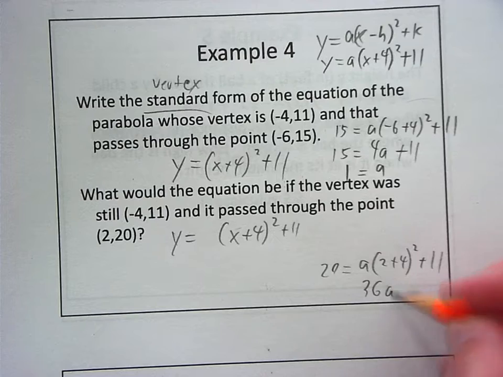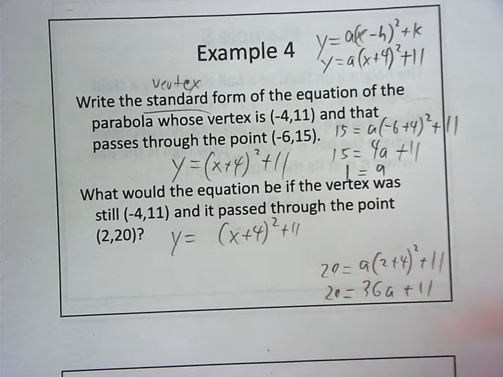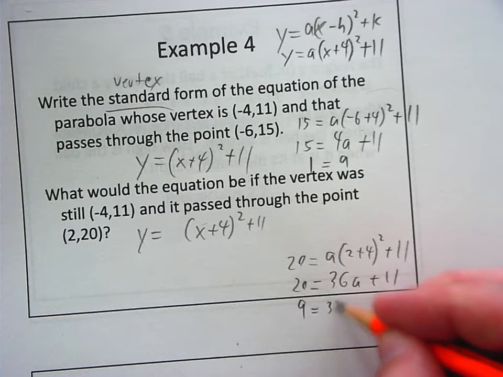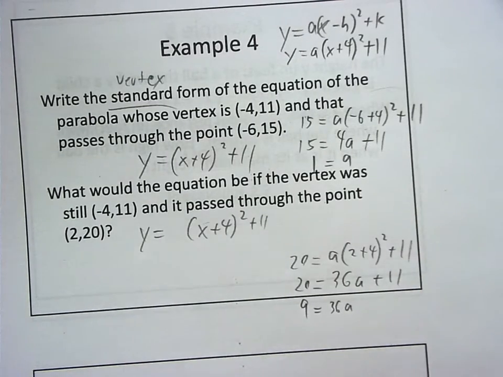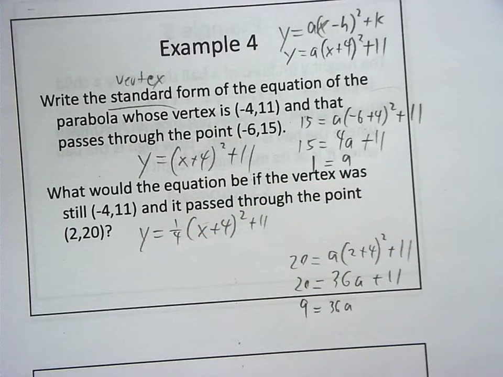So you have 36 plus 11. Subtract the 11 gives you 9. 9 divided by 36 gives you 1/4.